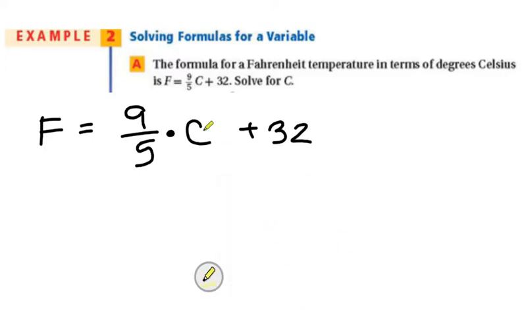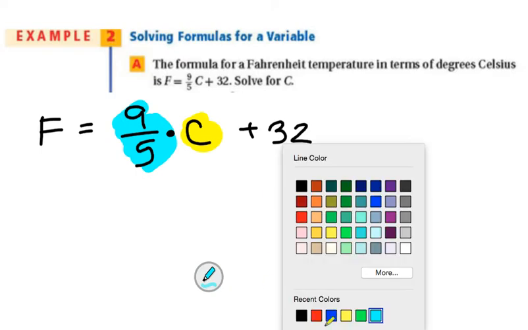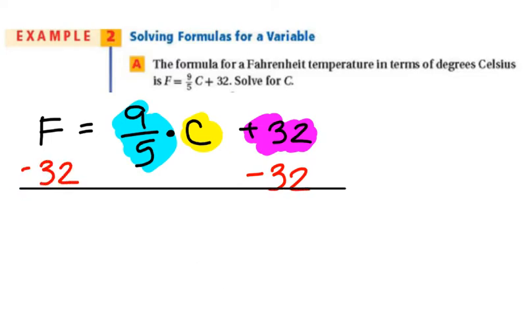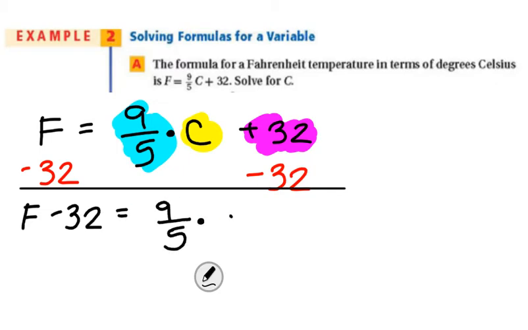Because we're trying to solve for C, we want to ultimately get rid of this 9/5, which is being multiplied, and ultimately, we want to get rid of this 32 that's being added. So remember that in reverse order of operations, you have to add or subtract first. Since 32 is being added, I'm going to subtract 32 from F. Now, F and 32 are not like terms, so you can't just say 32F. You have to say F minus 32. And that's equal to what's left over on the right side, which is 9/5 times C.